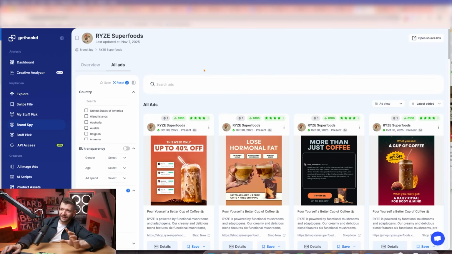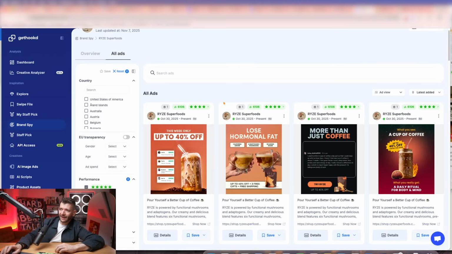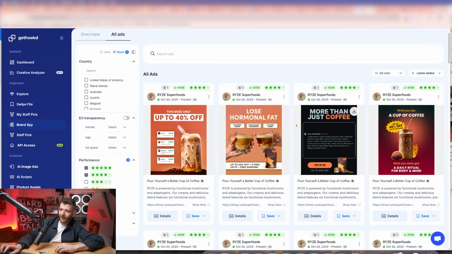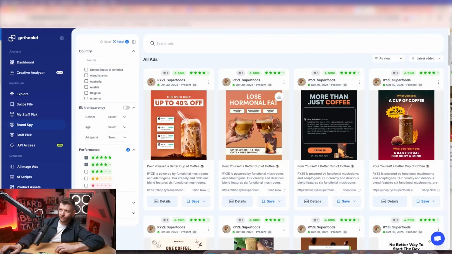So let's see this in action, right? There's this brand that's scaling right now on Facebook. They have over 6,000 active ads. And what they do with their ads is they're appealing to different micro angles. For example, they have this benefit, lose hormonal fat, right? So this is one of the angles for their product.